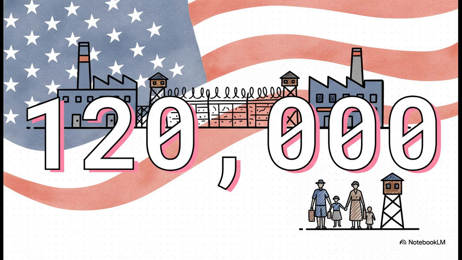Now, while the U.S. mobilized its industrial might to help defeat the Axis powers in World War II, we also have to impartially note this striking figure from our sources. Following Pearl Harbor, over 120,000 Americans of Japanese descent were removed from their homes and placed in internment camps. It's a stark reminder of the domestic actions taken during wartime panic.